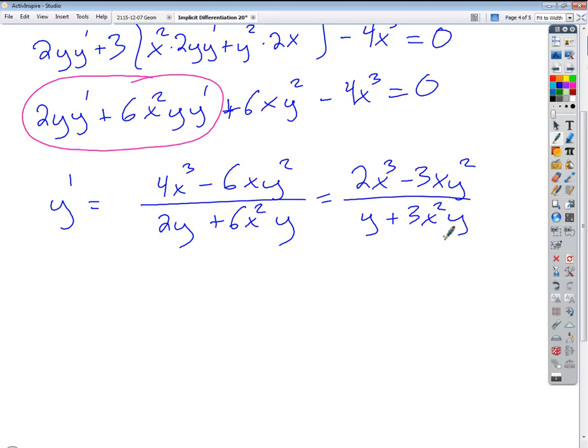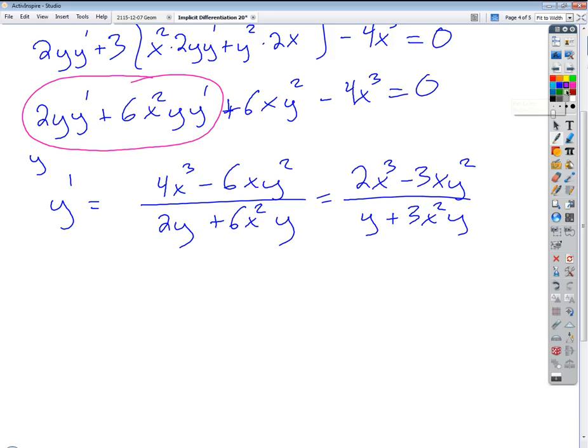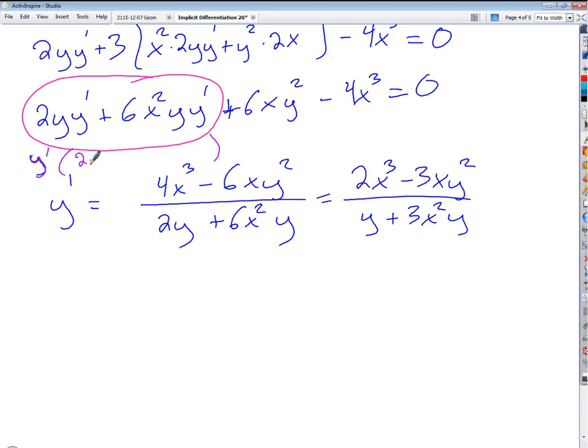Okay, yes sir? Why do you only get one y prime, like over on the left? Because the step that we skipped was we factored out a y prime. So let's just add that real quick. Right, so on the left side, if I factored out a y prime, what would have been left? Well, I would have had a 2y plus 6x squared y, which I'm just going to divide away from both sides so I get it on the bottom. Okay?